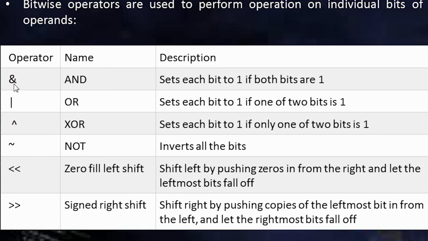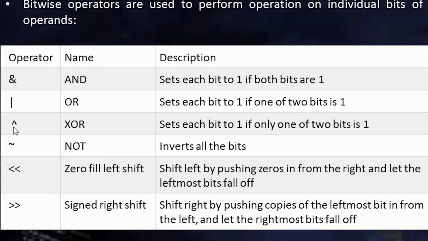Now the first operator, all these operators are binary except the tilde operator. This first one is the AND operator. So it will perform AND operation on the individual bits, on the corresponding bits of both the operands. Now if both the corresponding bits of both the operands are 1, the result bit is 1. In case of OR, when any of the corresponding bits is 1, the result is 1.